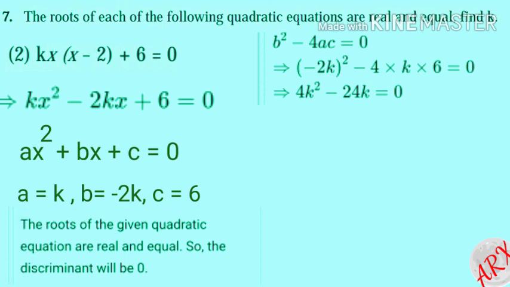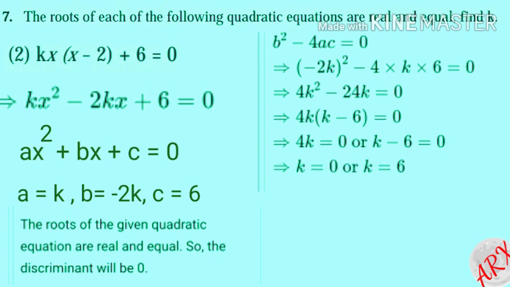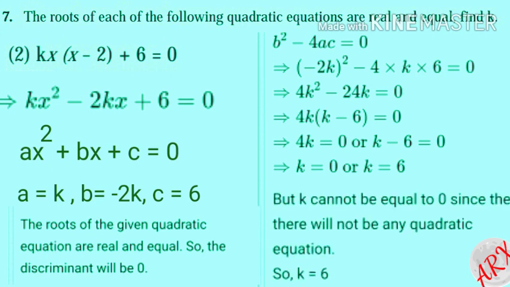As the roots are real and equal, therefore delta will be 0. Therefore 4k square minus 24k equal to 0. Take 4k common from both the terms. We get 4k into (k minus 6) equal to 0. Therefore 4k equal to 0 or k minus 6 equal to 0. After solving we get k equal to 0 or k equal to 6. As k equal to 0 is unacceptable because if k equal to 0, the coefficient of the quadratic term becomes 0. Hence the equation will not be a quadratic equation. Therefore k equal to 6.